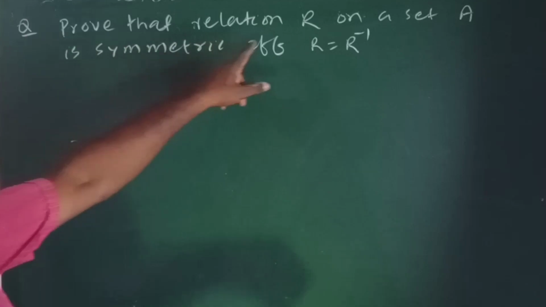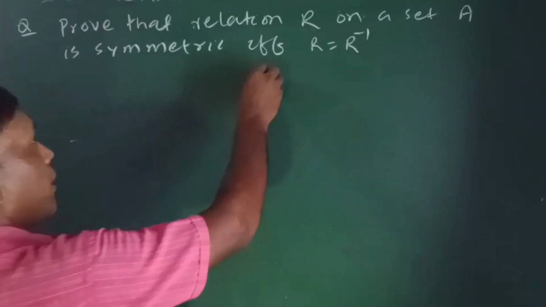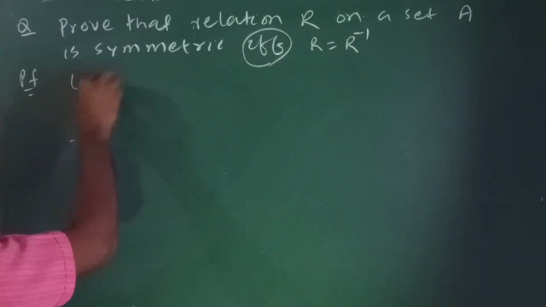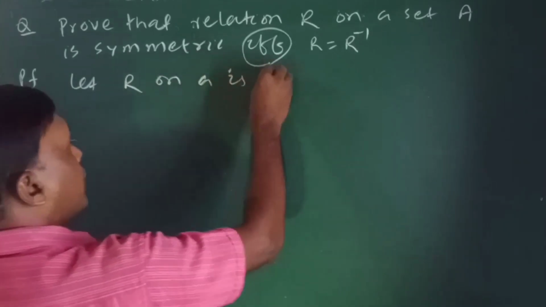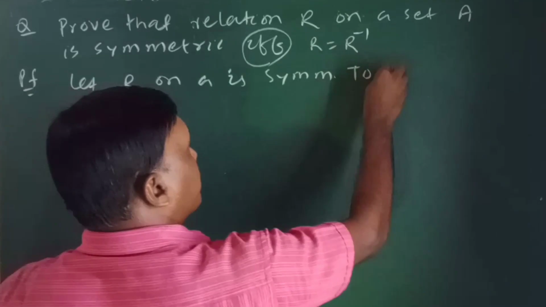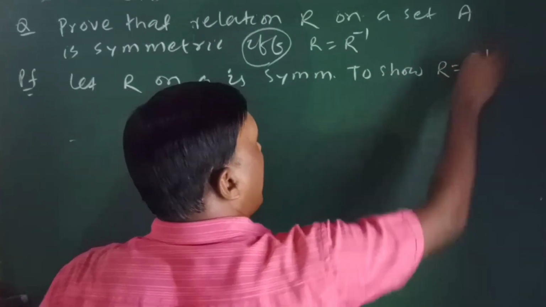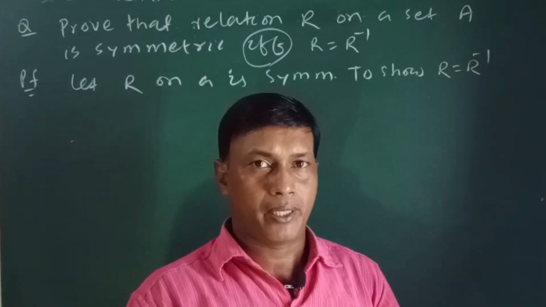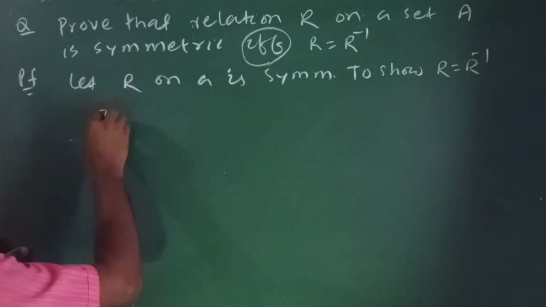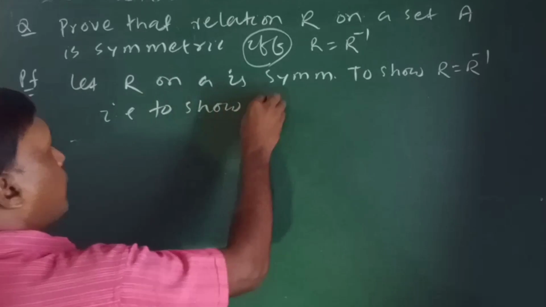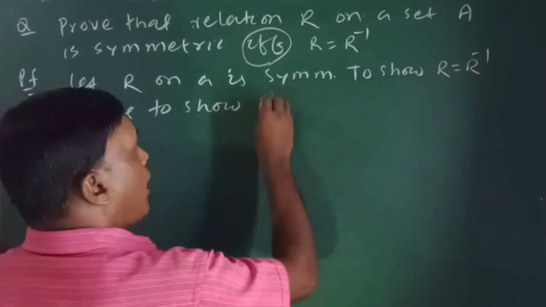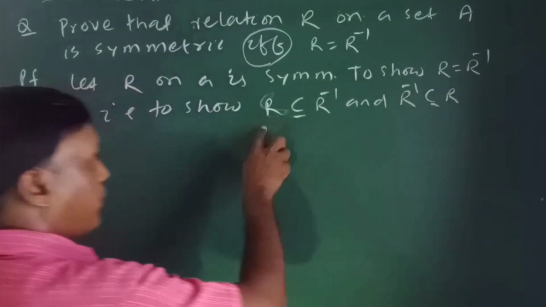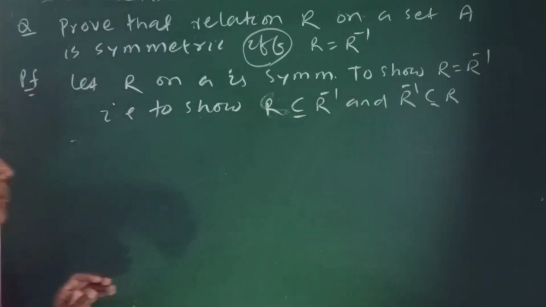The question is: prove that a relation R on a set A is symmetric if and only if R is equal to R inverse. So it's a proof. Let R on A be symmetric. To show R is equal to R inverse. We know that two sets A and B are equal if A is a subset of B and B is a subset of A. So we have to show R is a subset of R inverse and R inverse is a subset of R.